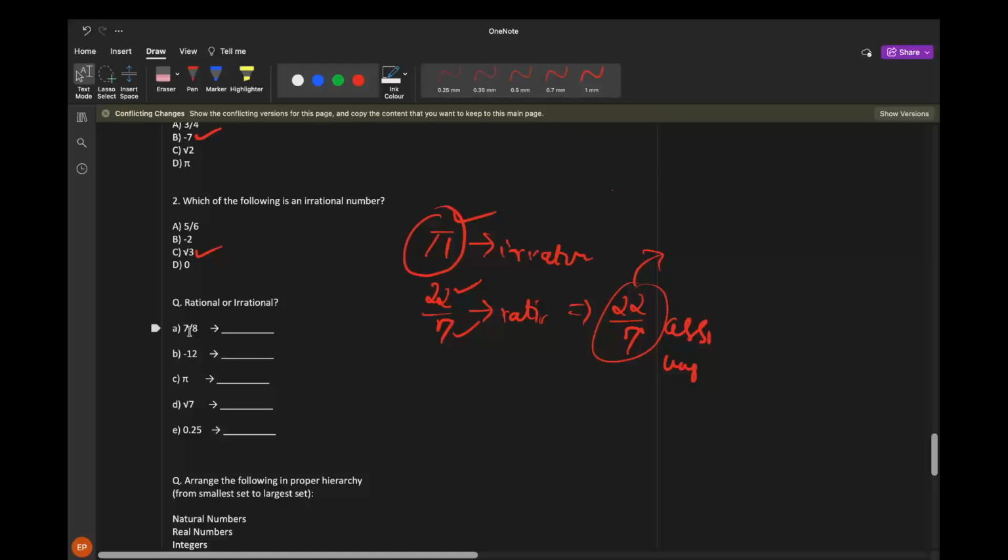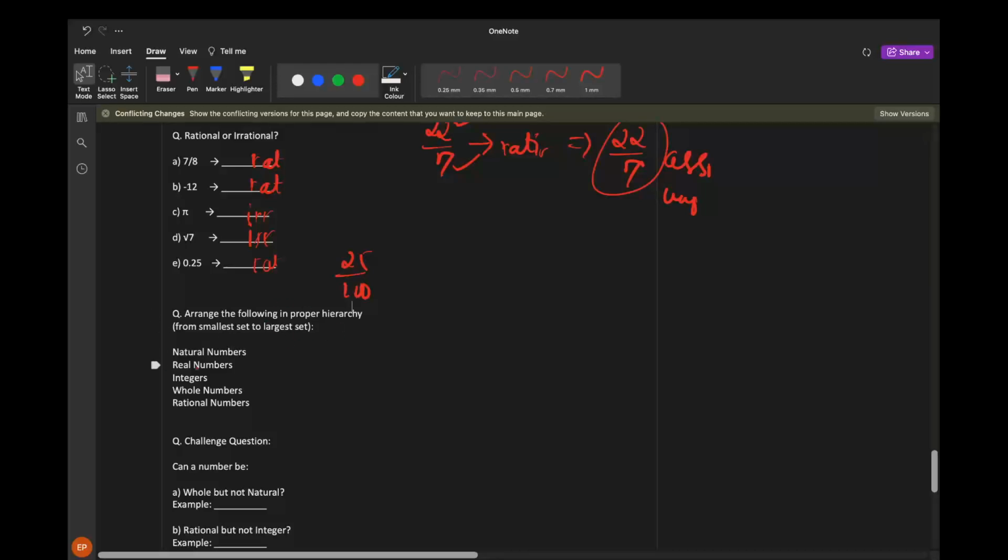Rational or irrational? 7 by 8? Yes, rational. Minus 12? Rational. Root 5? Irrational. Just now I explained. Root 7? Irrational. 0.25? Rational, because we can write it as 25 by 100.